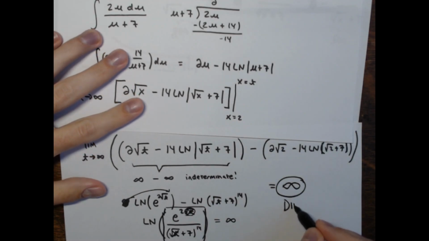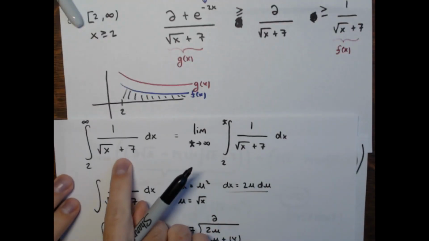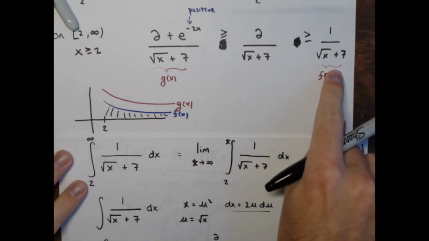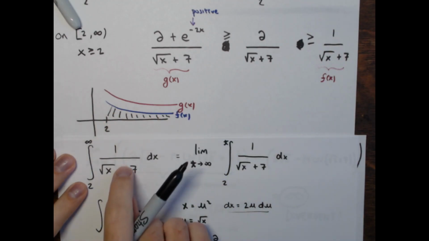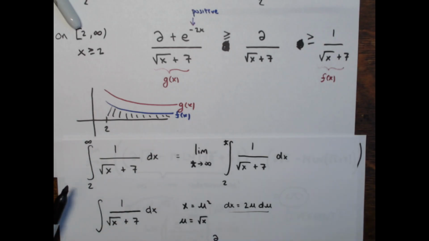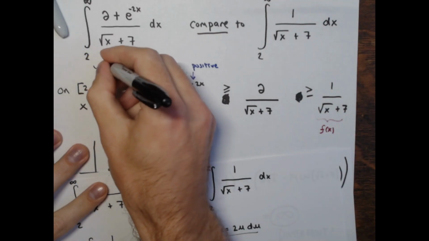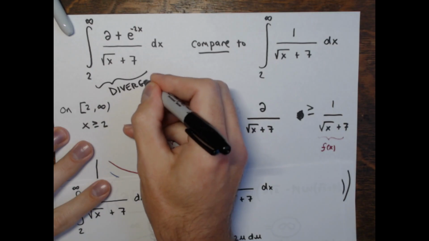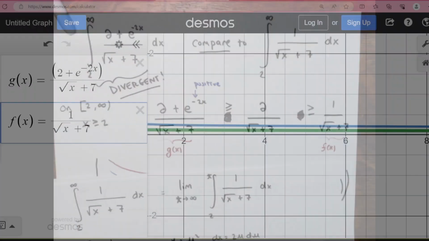So this is divergent, right? So that means this integral here, which was the area under the smaller function f, is divergent, right, infinite limit. So the larger one must also diverge as well by comparison, right? So that initial integral I was given, this must be divergent as well, by the comparison theorem.